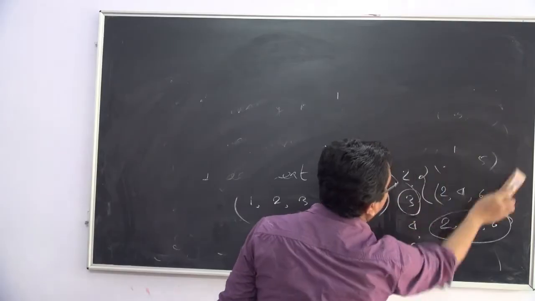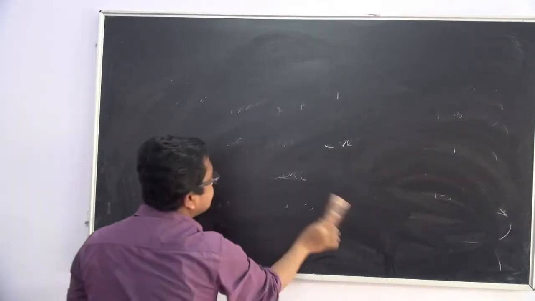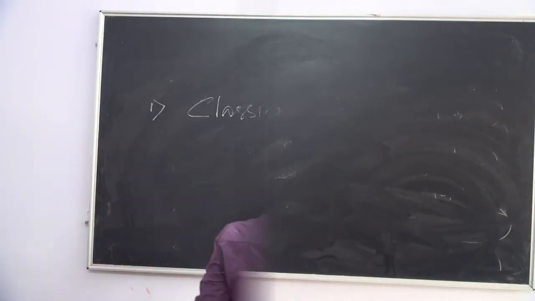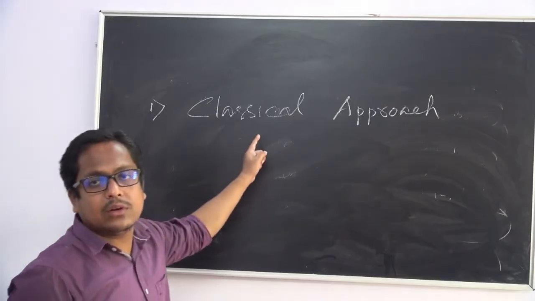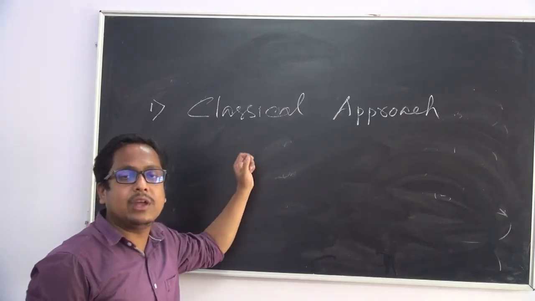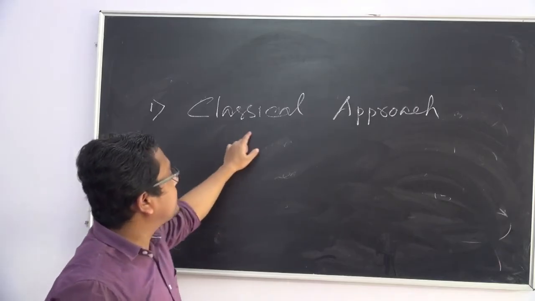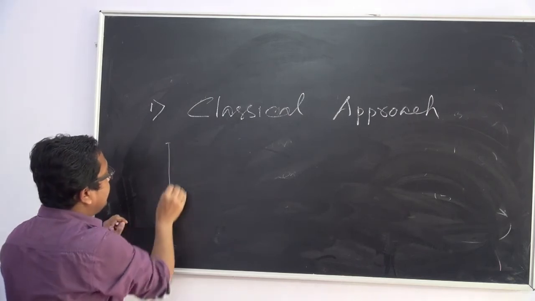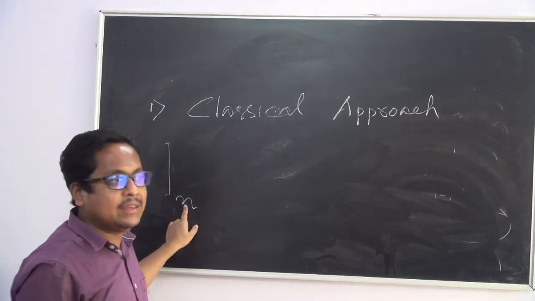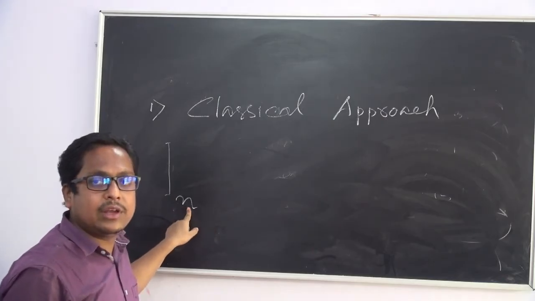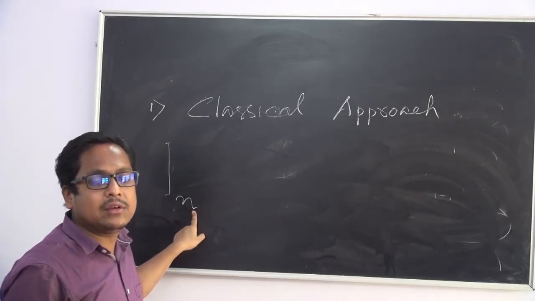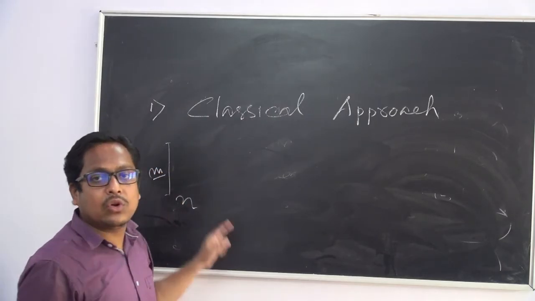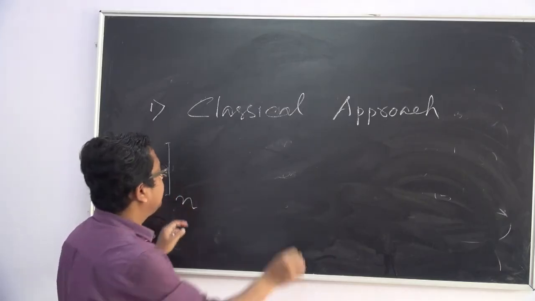we have to define probability. There are 3 approaches to define probability. The first one is the classical approach. This is also called the classical, mathematical or a priori approach. What is the classical approach? If an experiment is conducted in n number of trials, these n are exhaustive, mutually exclusive and equally likely cases, out of which m are favorable for getting any event, say E.